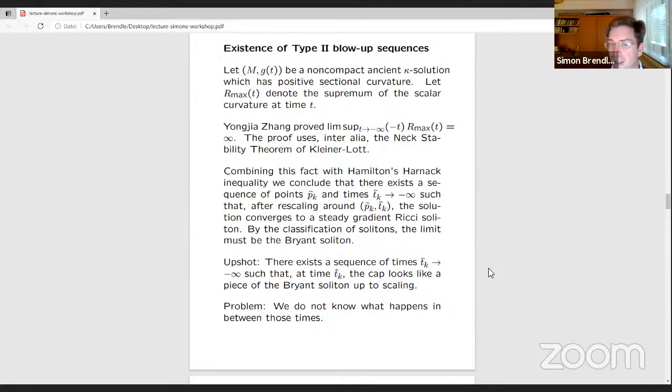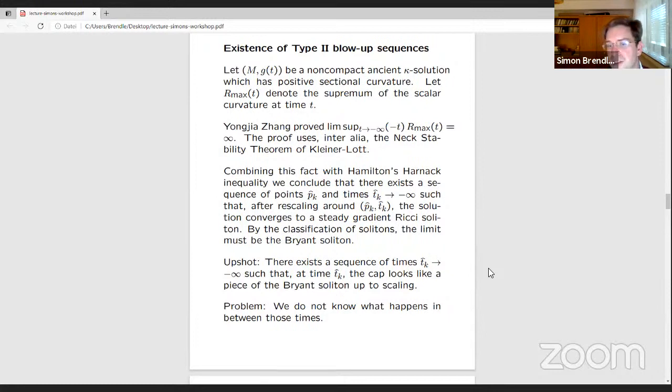And then, by the classification of solitons from the previous slide, we know that it has to be the Bryant soliton. So the upshot is that there exists some sequence of times t hat k going to minus infinity, such that at these times the cap looks like a piece of the Bryant soliton. And when I say looks like, what I mean is it converges in the Cheeger-Gromov sense to a piece of the Bryant soliton up to rescaling.